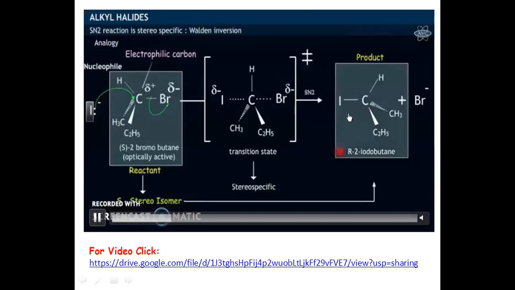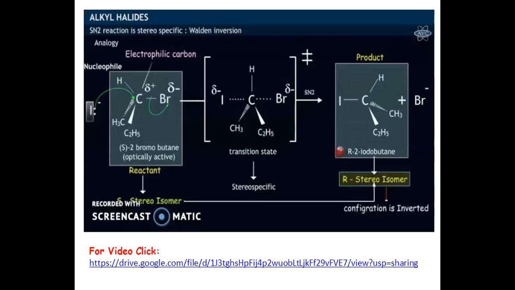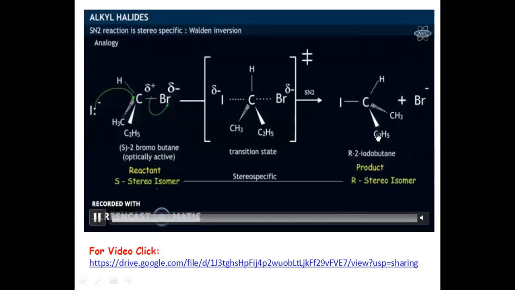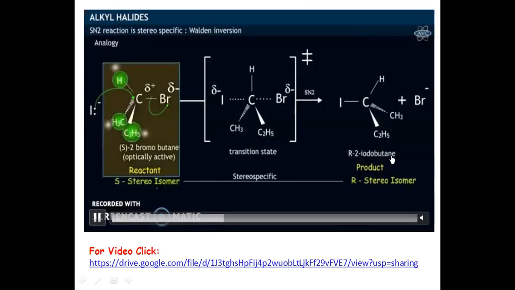So whenever this reaction takes place, here Br is replaced by I. So this is an example of SN2 type of reaction. You get only exclusively one product with the inversion of configuration 100%. Now here S-2-bromobutane, which is optically active, is converted into optically active R-2-bromobutane.